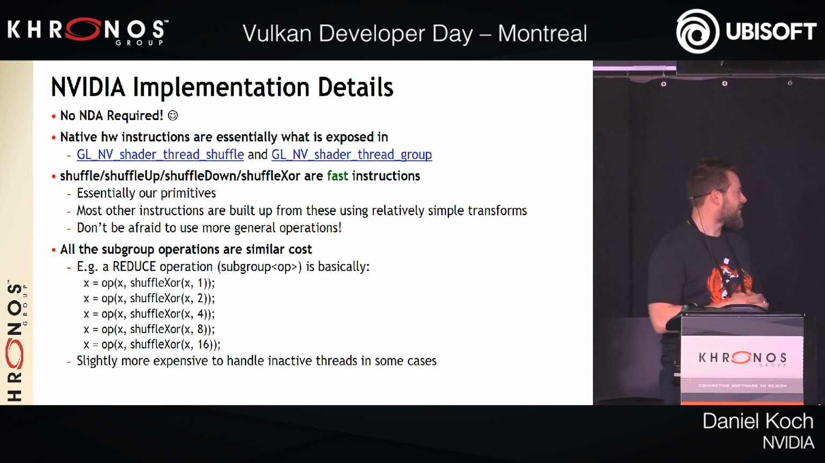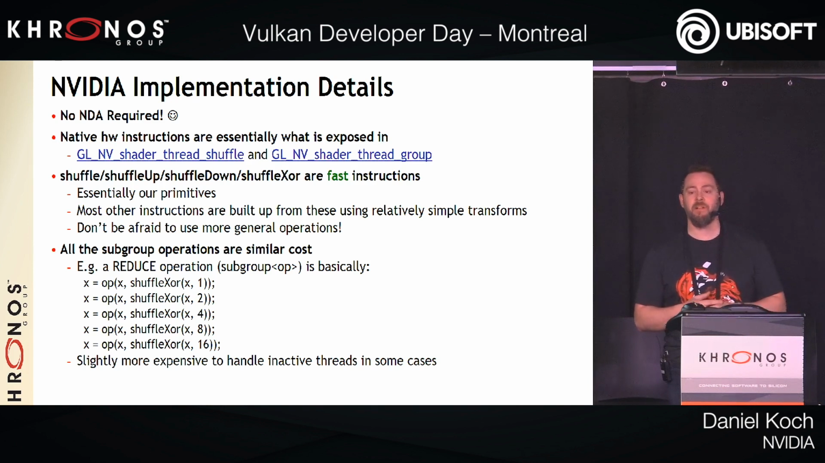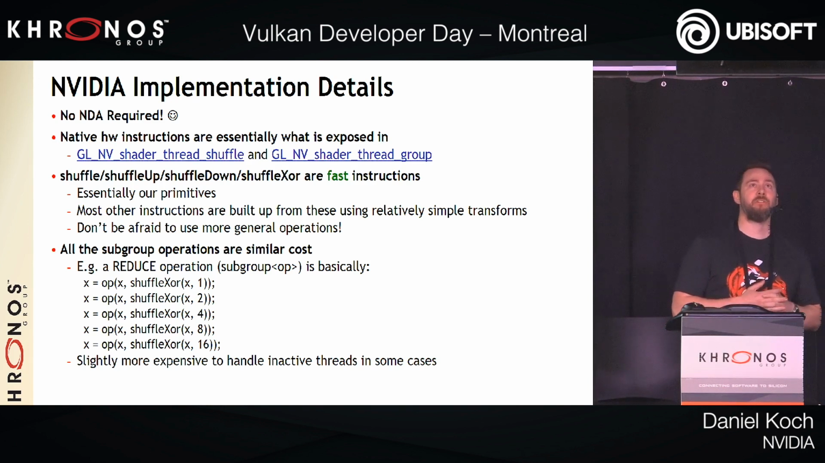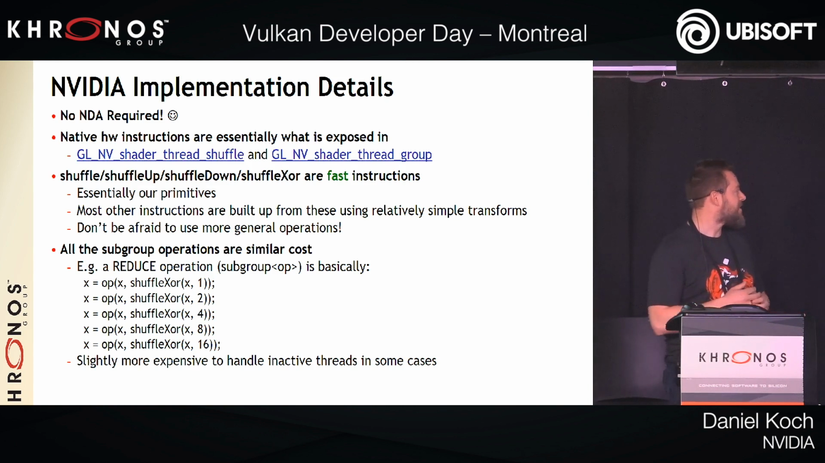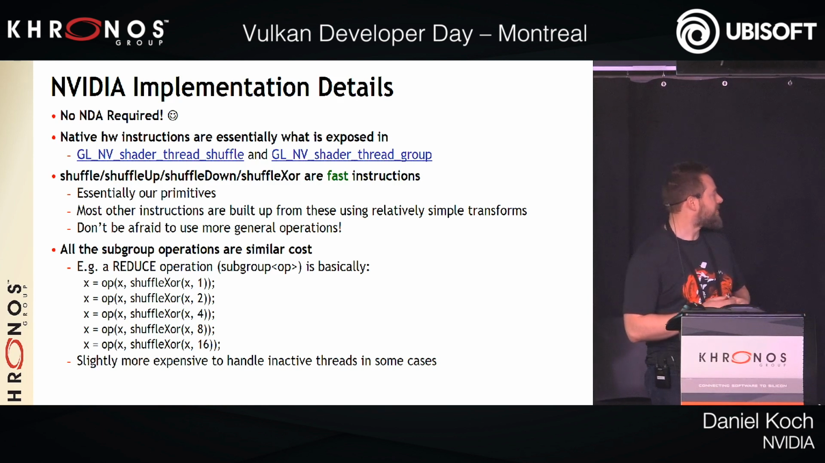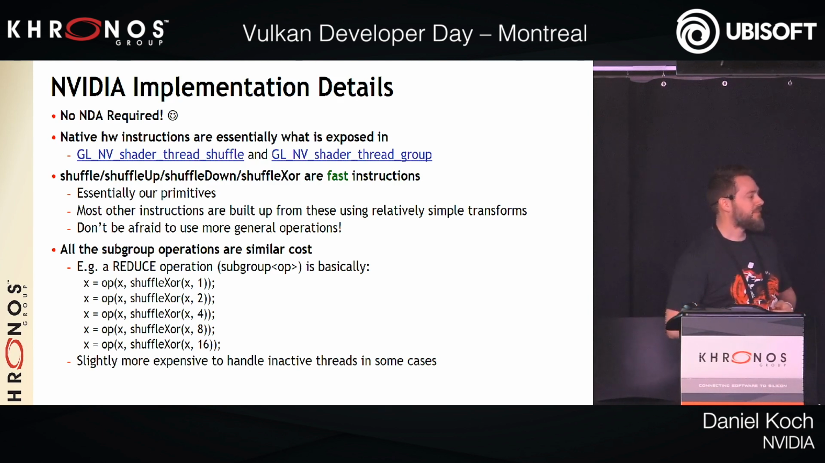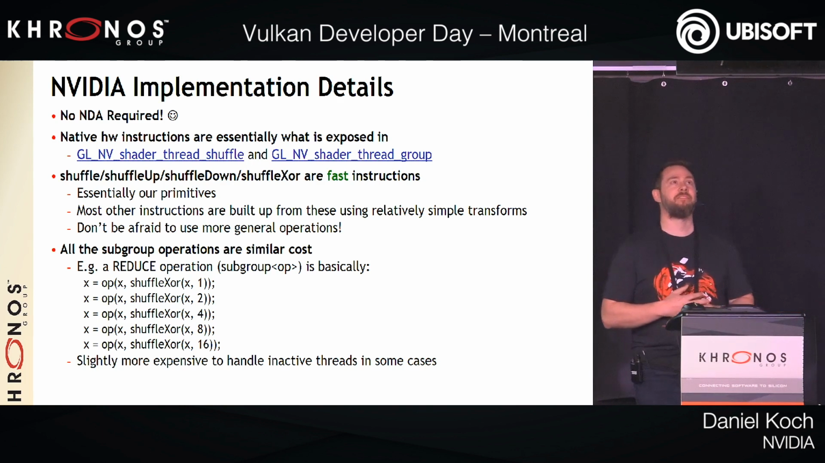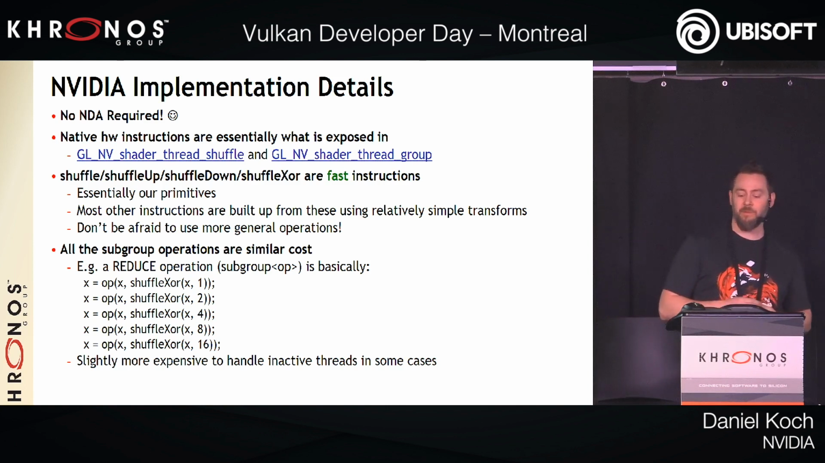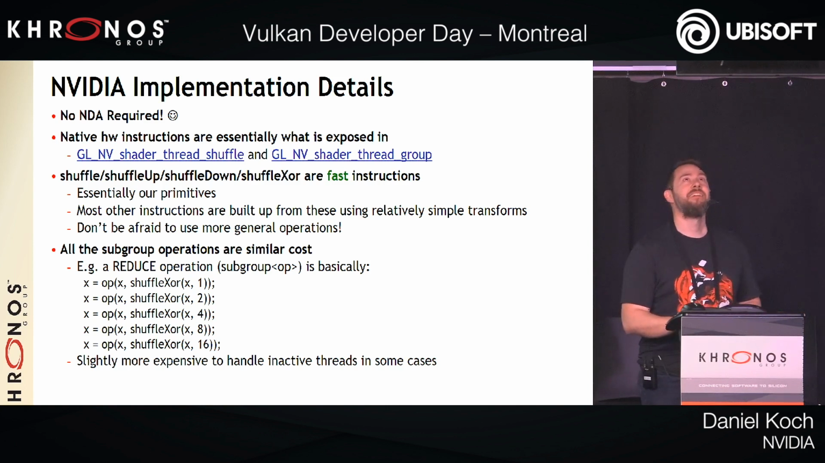And we don't have any major cliffs in our subgroup operations, so all the subgroup operations are relatively similar in cost. If you need to do a reduce operation, you can basically build it up from a set of shuffle XORs to swap your data around and then do the operation on it. There is some slightly more expensive handling of inactive threads in some cases, but I will not get into details on how that's done.